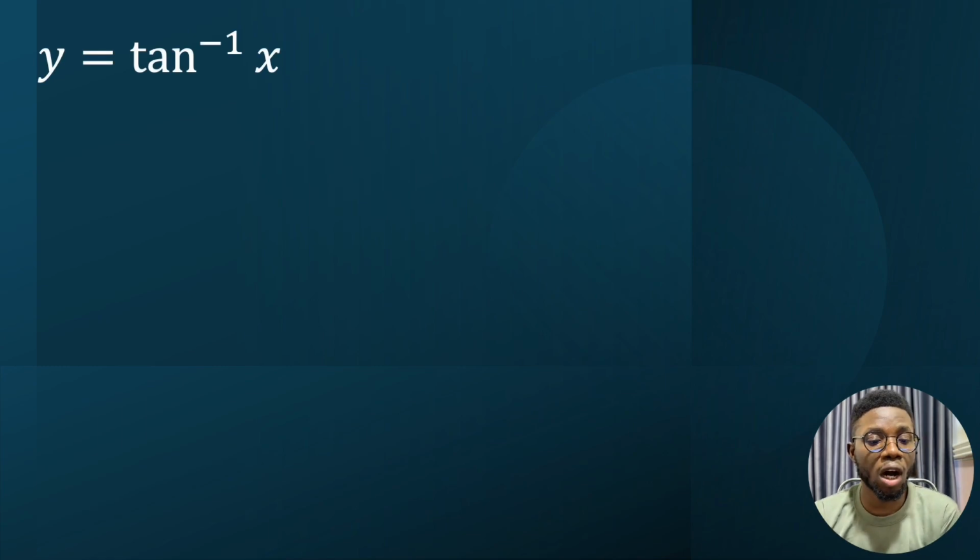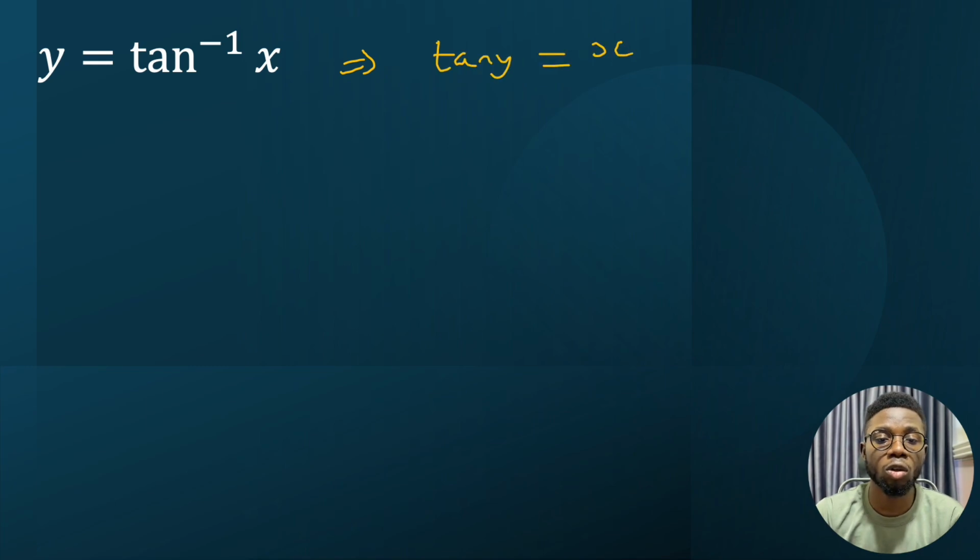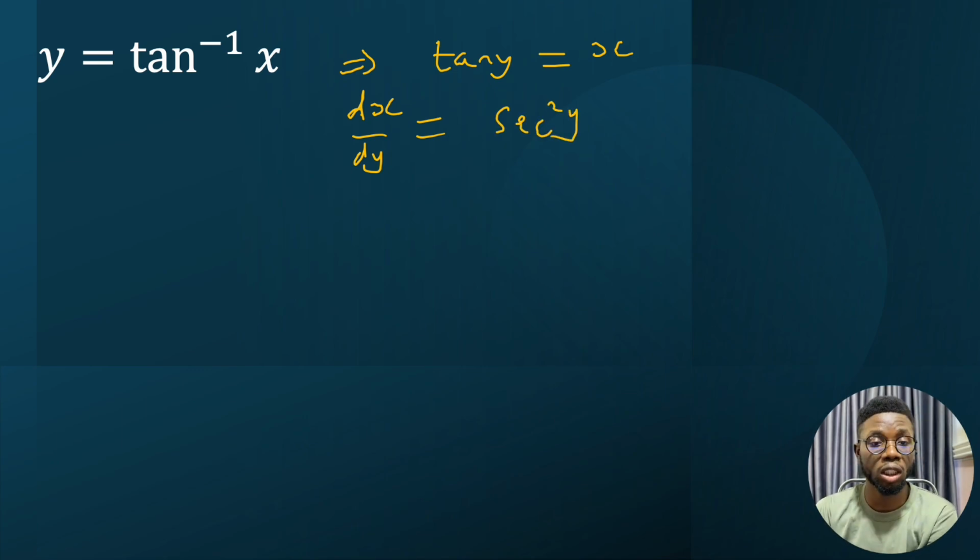And finally, let's move to arctan x. For arctan x, we'll do the same thing as well. From here, we can see that tan of y is going to be equal to x. So if you find the derivative of this with respect to y, that would be sec squared y. When you find the derivative of tangent of a function, you get sec squared of that variable. So we have this now.